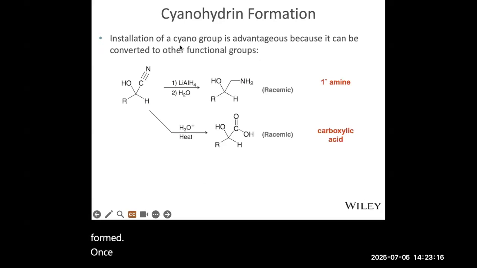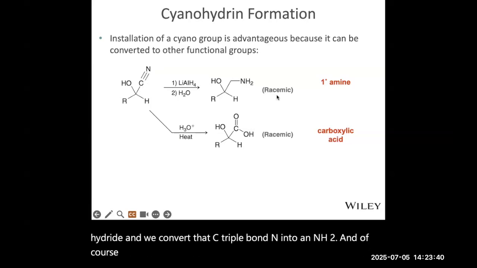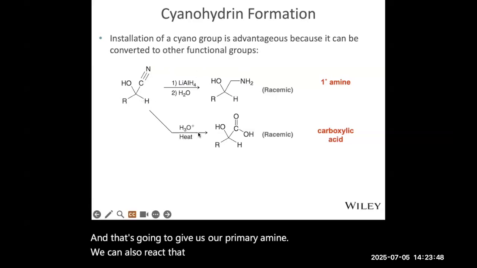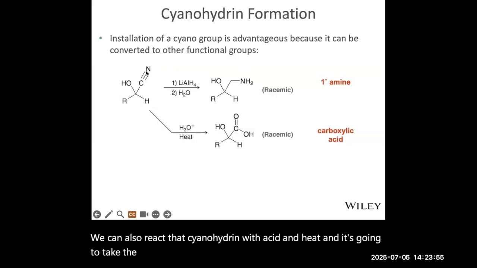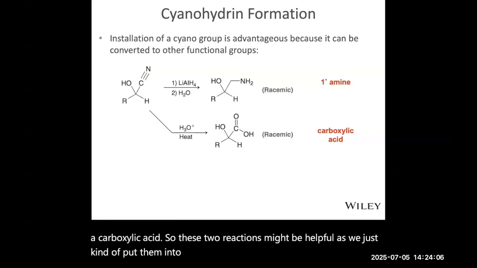Once we have that cyanohydrin, we can actually take that a step further and reduce it with lithium aluminum hydride, and we convert that C triple bond N into an NH2. And of course, that's going to be racemic, and that's going to give us our primary amine. We can also react that cyanohydrin with acid and heat, and it's going to take that C triple bond N and convert it into a carboxylic acid. So these two reactions might be helpful to put into our pocket in order to potentially use them in synthesis problems.